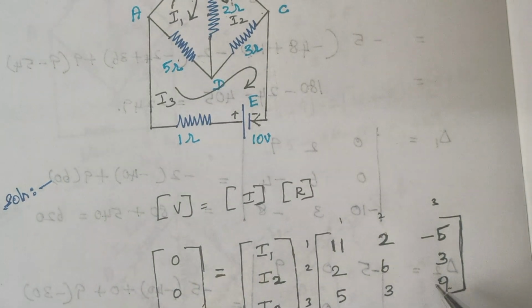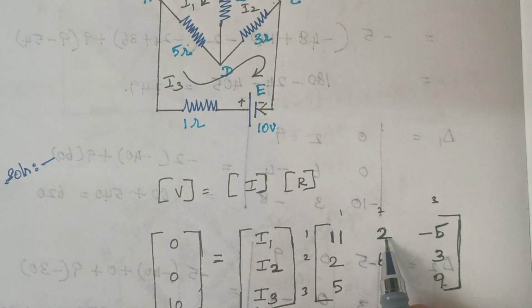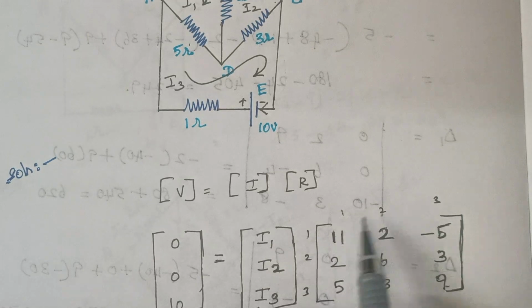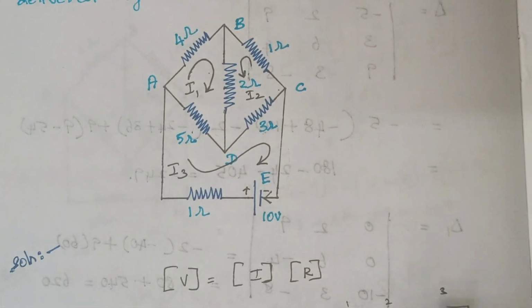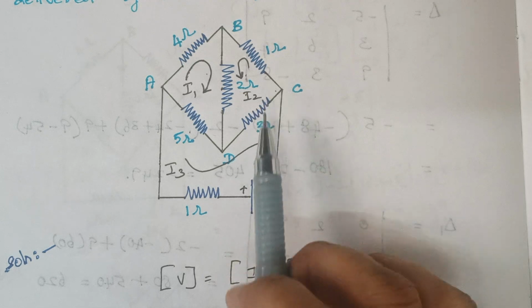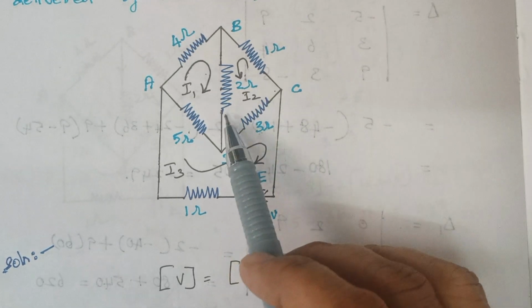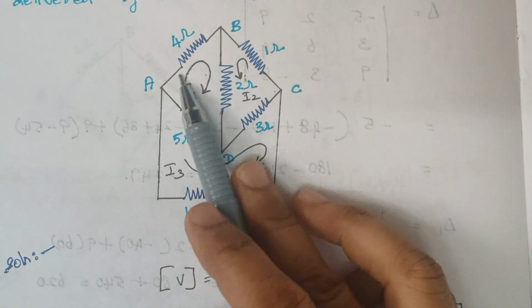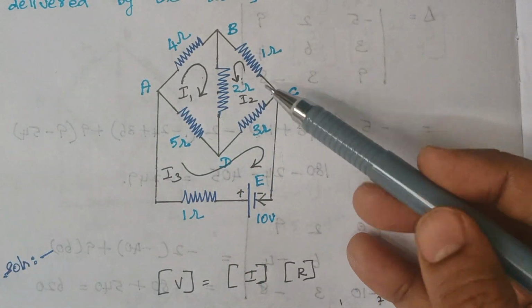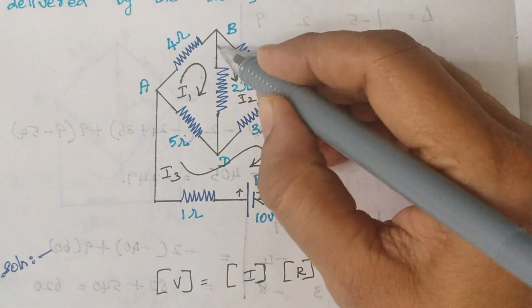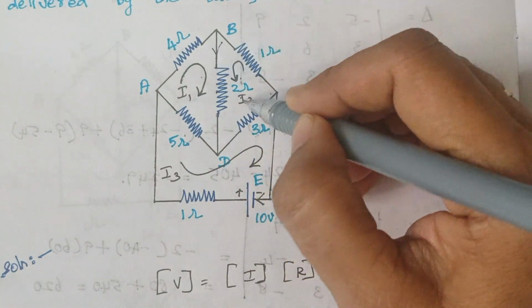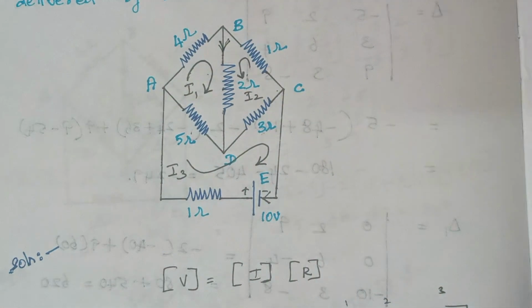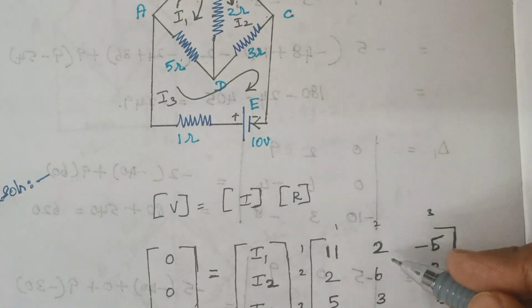The next thing is, here we have to write the resistor value which is common between your loop 1 and 2. This is your loop 1, this is your loop 2. What is the resistor that remains common? It is 2 ohms here, since the current direction remains the same. I1 flows through the 2 ohm like this, and similarly I2 also flows through this 2 ohm in the same manner. Therefore, the value of the resistance is simply 2.